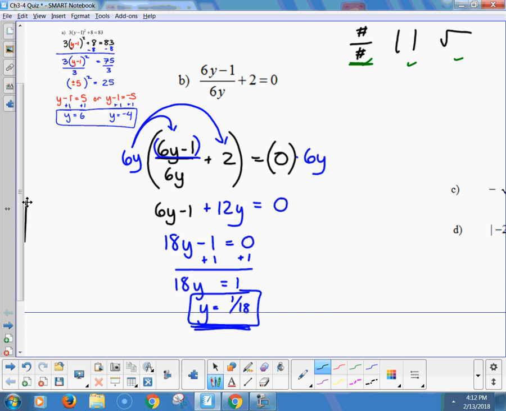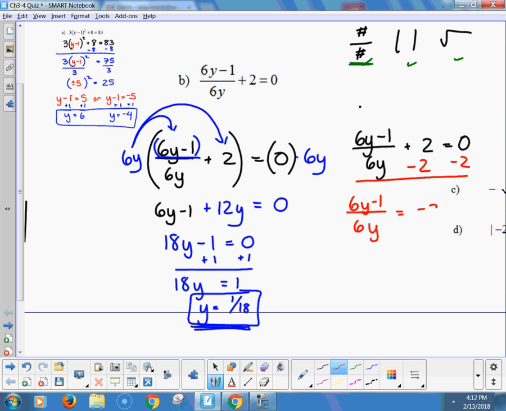Now, some people solved this problem a little bit differently. Some people said, all right, I have 6y minus 1 over 6y plus 2 equals 0. Some people started by subtracting 2 from each side. That's a fine thing to do. So I'd have 6y minus 1 divided by 6y equals negative 2. And then those people put that over 1 and multiply both sides by 6y, or cross-multiply it, as the case may be. So we multiply by 6y, multiply by 6y, and here on the left side our 6y's cancel. We get 6y minus 1 equals negative 12y.